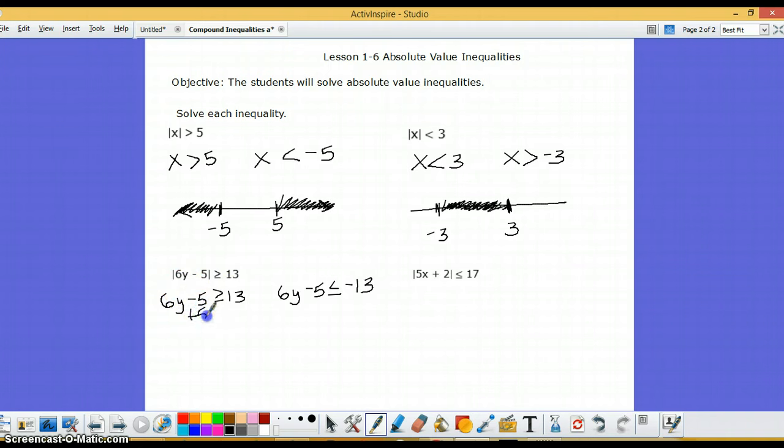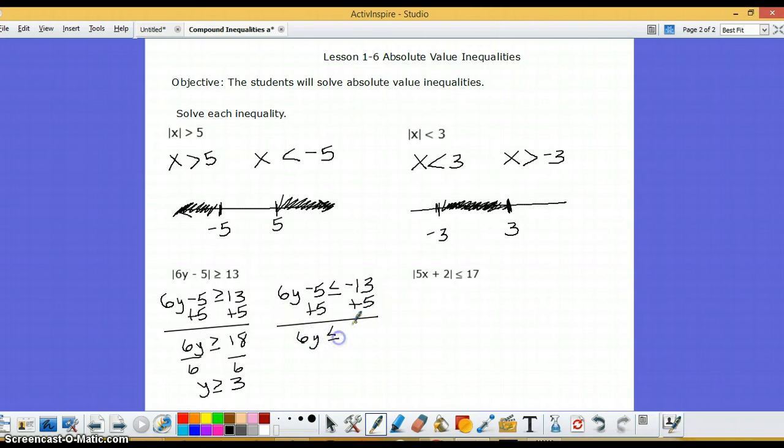Now we solve. Add 5. So you get 6y is greater than or equal to 18. Divide by 6. And y is greater than or equal to 18 divided by 6, which is 3. Over here, we're still going to add 5. So 6y is less than or equal to negative 13 plus 5 is negative 8. Divide by 6. And so in this case, y is going to be less than or equal to negative 4/3.